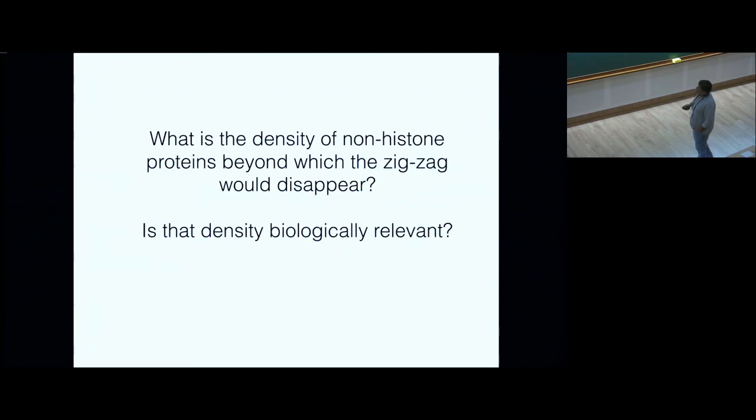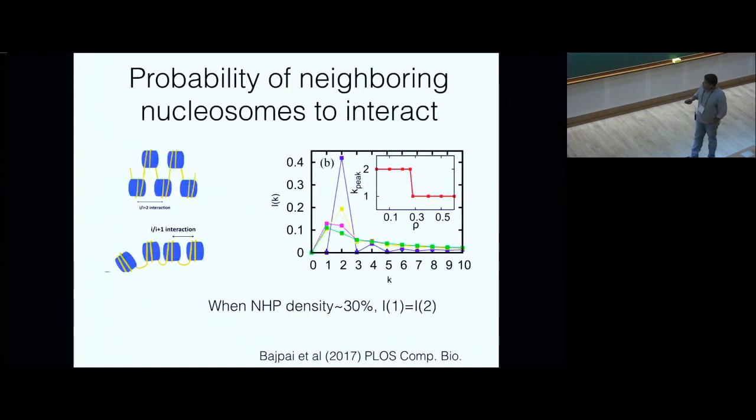And what is the density of non-histone proteins beyond which the zigzag would disappear? This is an interesting question. Is that density biologically relevant? So what is experimentally measurable is the probability that two nucleosomes will come in contact. So I_k is the probability that the kth nucleosome will come in contact. You could measure that experimentally.